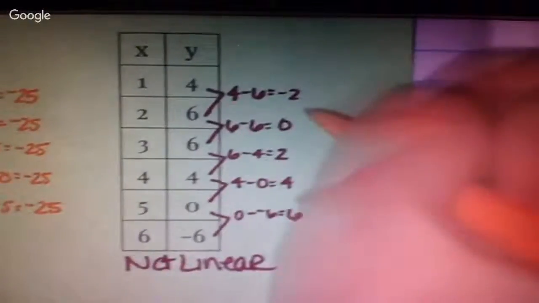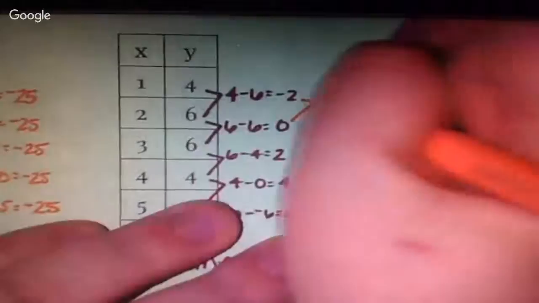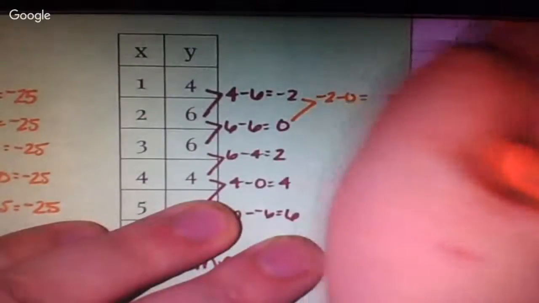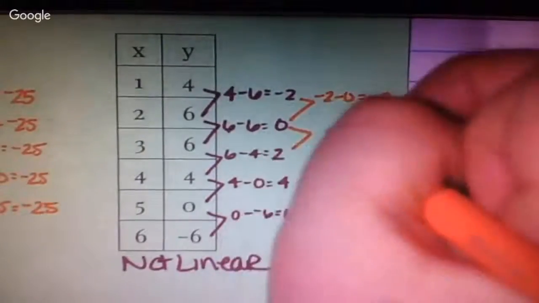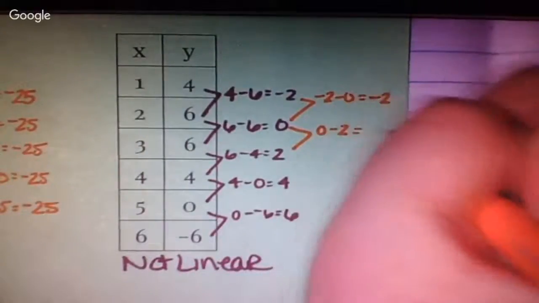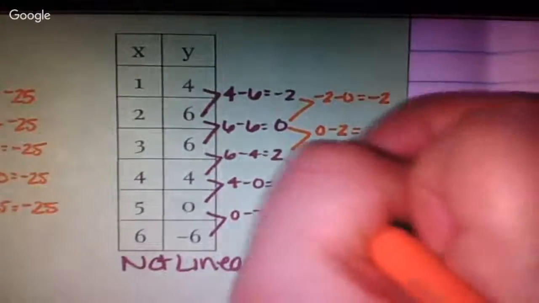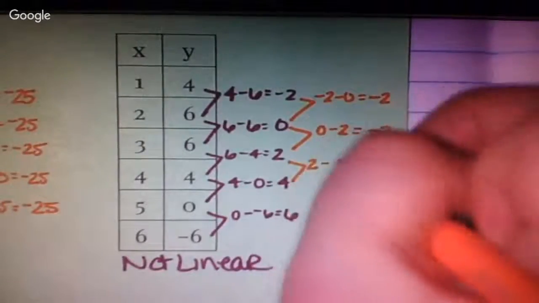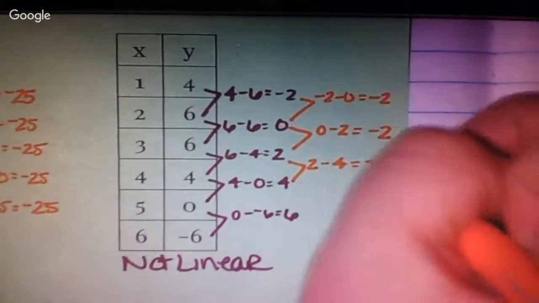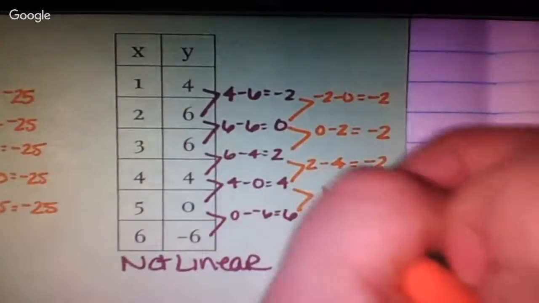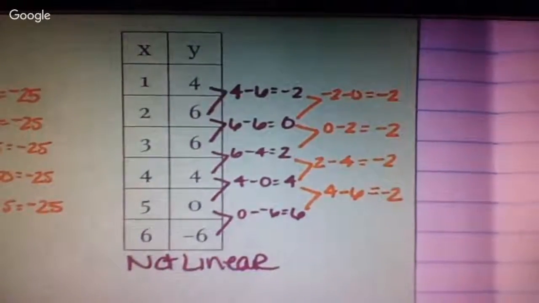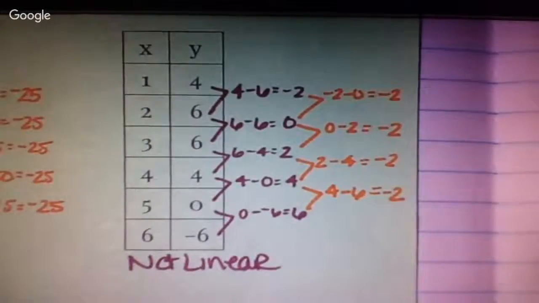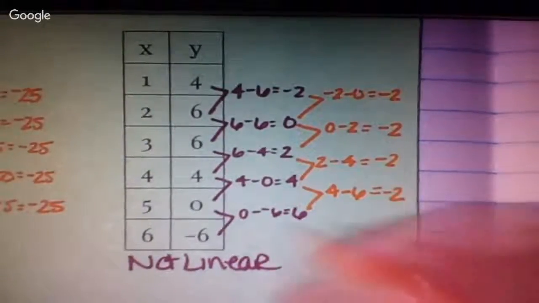All right, let's find out. Negative 2 minus 0, negative 2. 0 minus 2, negative 2. 2 minus 4, negative 2. 4 minus 6, negative 2. Quadratic. So this is a quadratic.